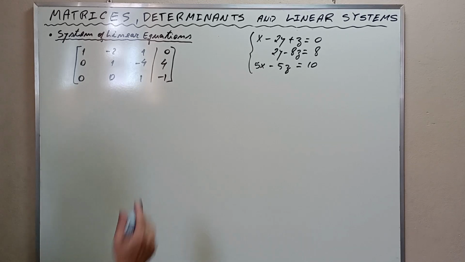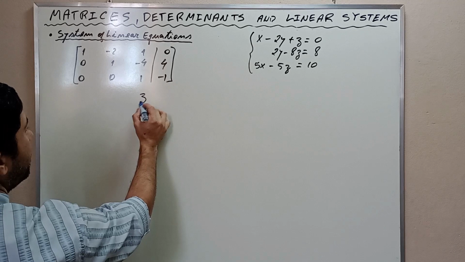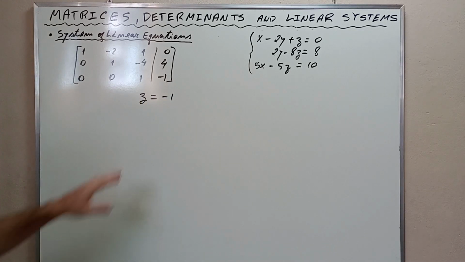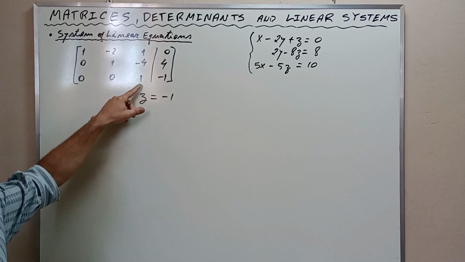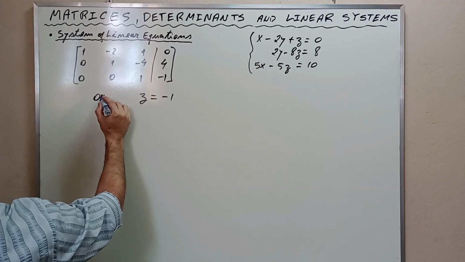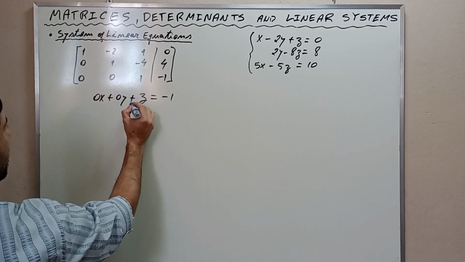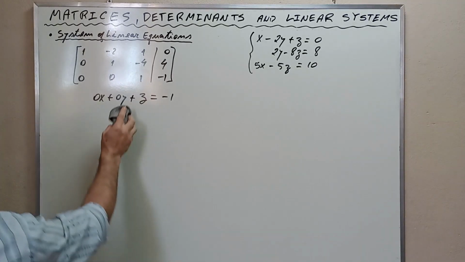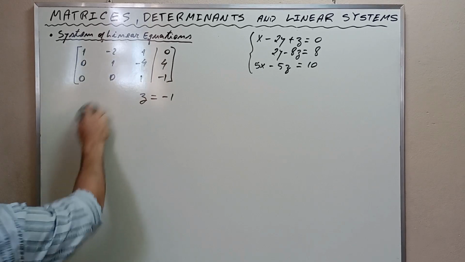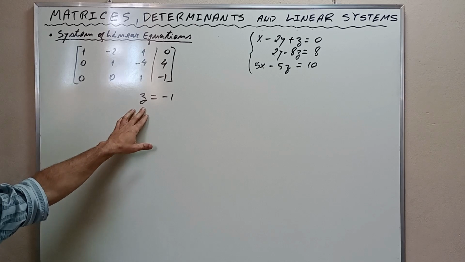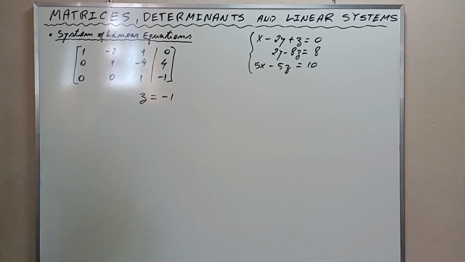For example, here I have that z is equal to negative 1. Okay? We can infer this. Take a look at this. We have that 0x plus 0y plus 1z is equal to negative 1. And knowing this, we can simply understand, it is a straightforward conclusion, that z is equal to negative 1.